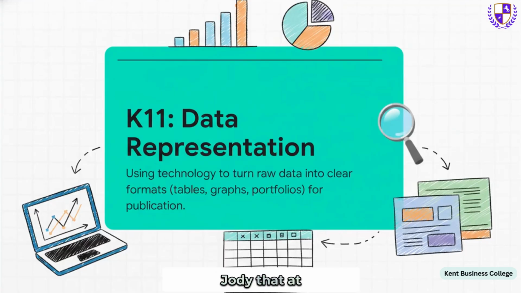Adam reminds Jody that, at its heart, K11 is all about communication. It's not about doing some crazy, complex statistical analysis. Nope. It's about using the right tools, probably software you already use every single day, to tell a really clear and compelling story with your data.